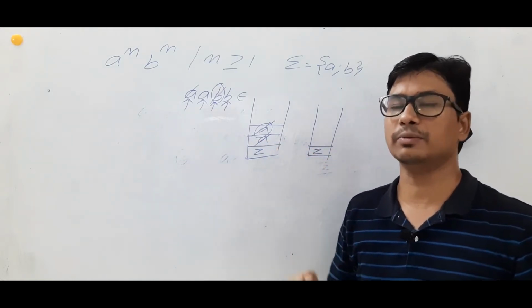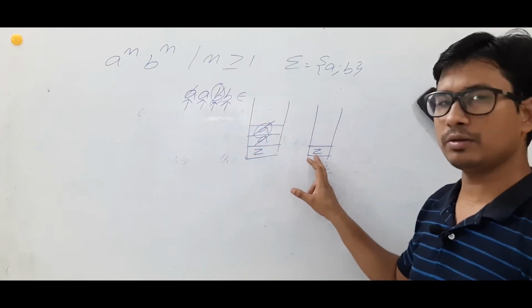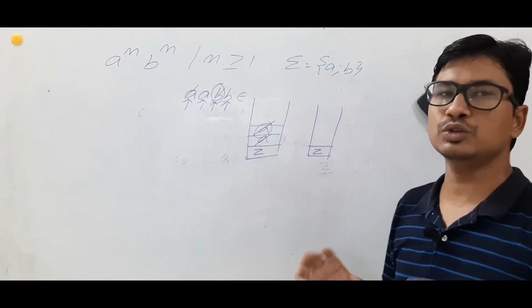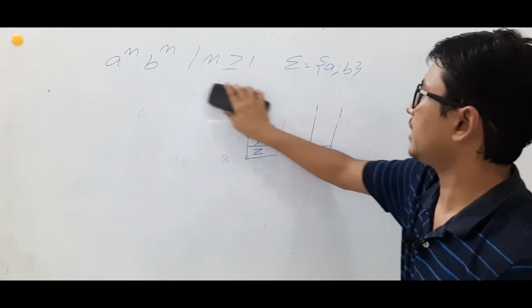Are you able to understand? My point is that if you have seen an epsilon and the bottom of the stack is Z, then you should accept the string. Now let me discuss another example.